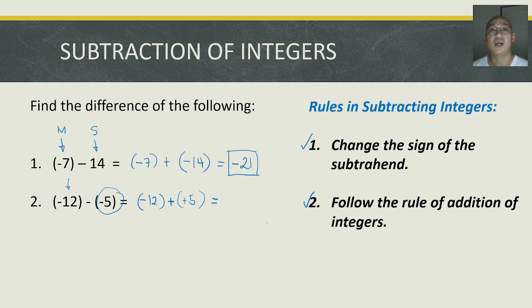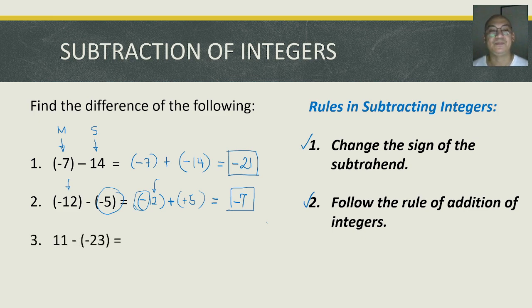Therefore, we now have different signs. If we have different signs in addition, we have to subtract. 12 minus 5 is 7. And then let's check which addend has the larger number, and that is 12. And the sign of 12 is negative. So therefore, the answer is -7.